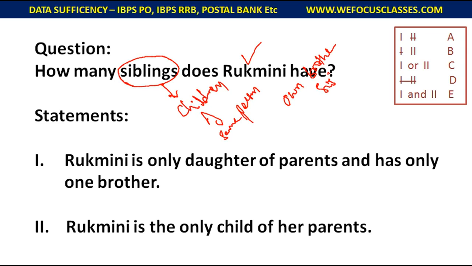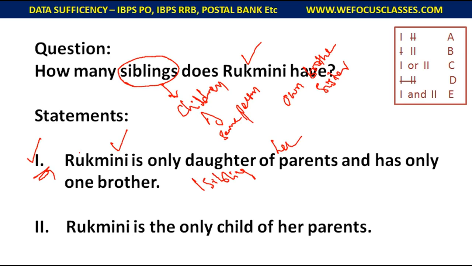be siblings, friends. Okay. So in the first statement, what is given? Rukmini is the only daughter of her parents and has only one brother. So who is Rukmini, friends? She is the only daughter of her parents and she has only one brother. Means Rukmini has only one brother, so she has only one sibling. It is very clear from the first statement. So from the first statement you can easily answer the question.